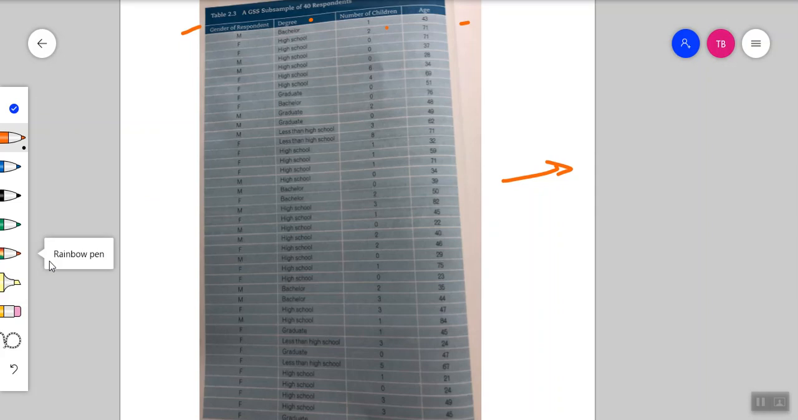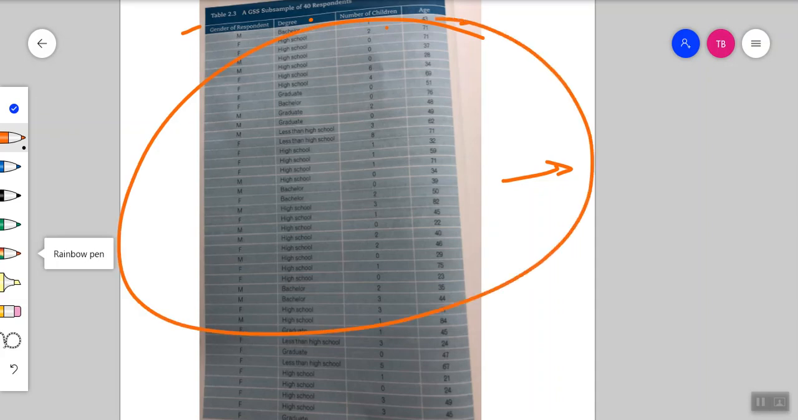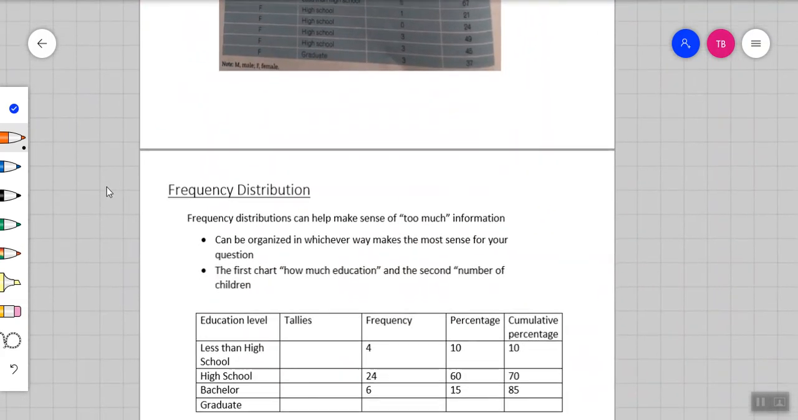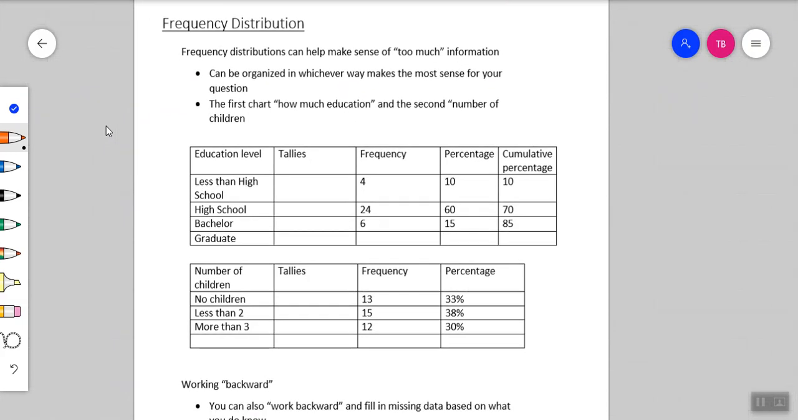So basically then, what you're asking yourself when you're doing a frequency distribution is you want to take something like this and minimize it and make it more digestible. So I'll show you what I mean. Scroll down here in a little bit. So basically, these charts down here are examples of making that chart more digestible, depending on what you're interested in. So you can make sense of too much information, and these 2 points here can be organized based on whatever makes the most sense to you. So you can see that this chart number 1 is organized based on education level, and chart number 2 is based on number of children.